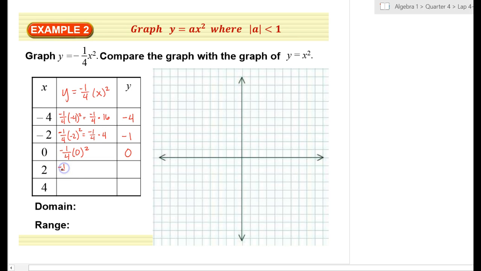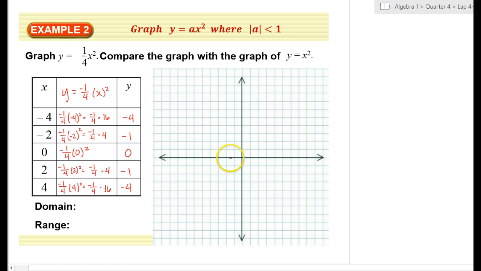When I plug in 2, I get negative 1/4 times 4 again, which is just negative 1. And when I plug in 4, I get negative 1/4 times 16 again, which is negative 4. Okay, so now that I've made my table, let's go plot these points.